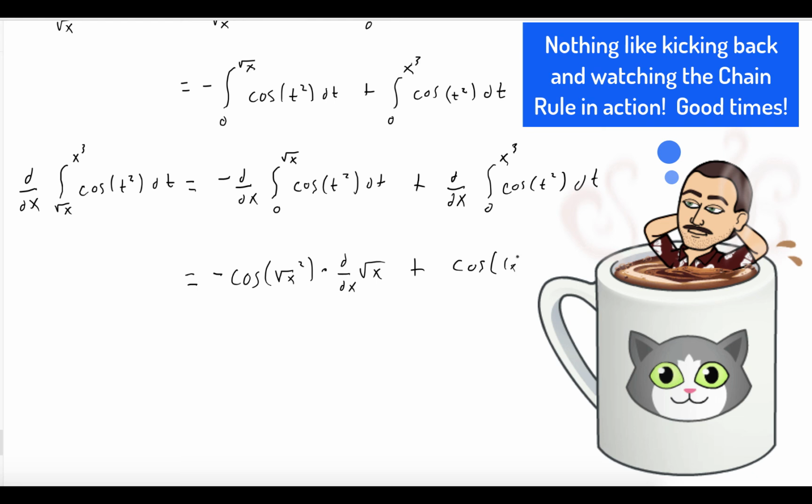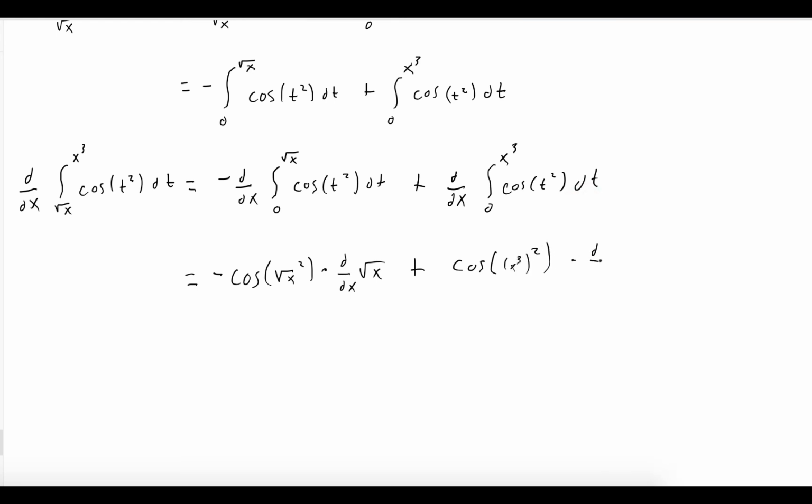We'll replace t with x to the third, but it comes at the cost of multiplying by the derivative of x to the third. The derivative of the square root of x is 1 over 2 square root of x. And the derivative of x to the third is 3x squared. And so you put it all together and this is what we get.